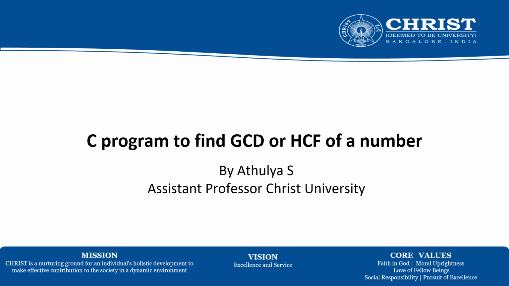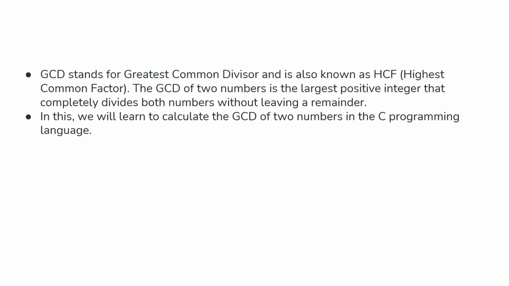Hello students, today we will be seeing how to write a C program to find GCD or HCF of a number. GCD stands for greatest common divisor, and it is also known as HCF or highest common factor. If you are getting a question on GCD or HCF, the process and logic will be the same. HCF or GCD is given with two numbers: what is the highest number that can divide both the numbers without leaving a remainder?